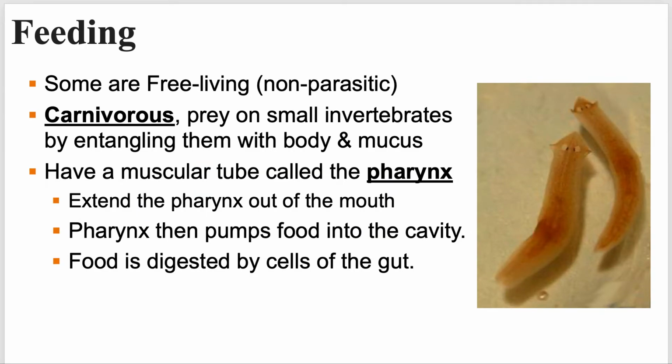For feeding, some are free living, meaning they're not a parasite. They are going to be carnivores and prey on small invertebrates, and they'll do this by entangling them with their body and covering them in mucus. They have a muscular tube called a pharynx, which they extend out of their mouth, and then the pharynx will pump food into their body, where food is digested by cells of the gut.